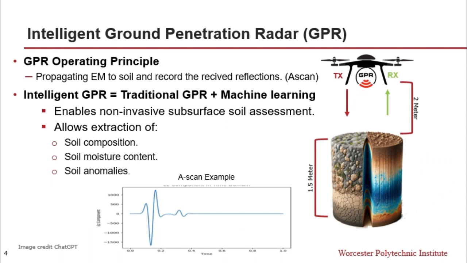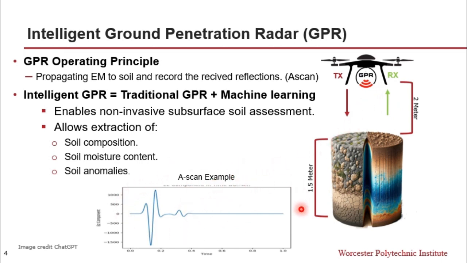Now let's understand how intelligent ground penetrating radar can be generated. But first we need to understand what GPR is. The GPR is an electromagnetic based radar which propagates an electromagnetic wave using its transmitter, and it records the reflected signal using its receiver. This gives us an idea of what will happen to our received signal.